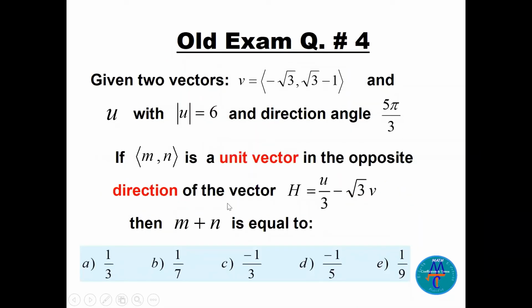Question number 4: we have the vector v = (minus square root of 3, square root of 3 minus 1), and the vector u with magnitude 6 and the direction angle 5 pi over 3. Now, if (m, n) is a unit vector in the opposite direction of the vector h, find m plus n. That's a multiple choice question, A, B, C, D, E. So the idea here is that you have to find the vector h, which is u over 3 minus square root of 3 v. First, you have to find the components of the vector u. Then divide by 3 minus square root of 3 v, and you find h. Then you find the unit vector in the opposite direction of h. It will be (m, n).